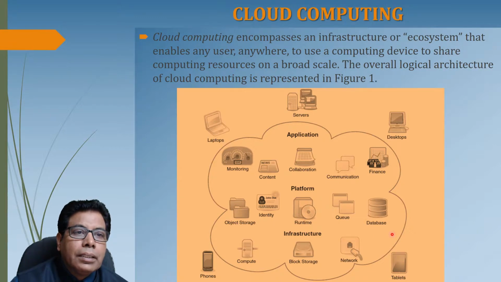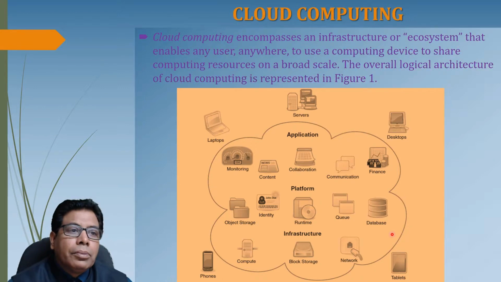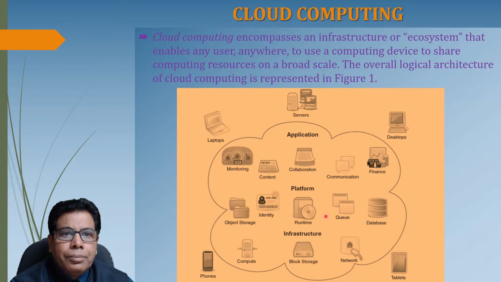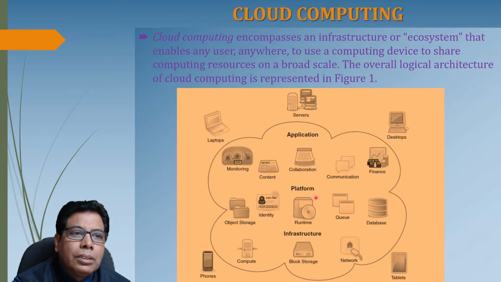Then let us go to the next part, that is cloud computing. Cloud computing encompasses an infrastructure or ecosystem that enables any user anywhere to use a computing device to share computing resources on a broad scale. The overall logical architecture of cloud computing is shown here. So here the cloud is nothing but the infrastructure or ecosystem. It has the applications, platform as well as the infrastructure. So any person can use these computing facilities from anywhere. So that is nothing but cloud computing.